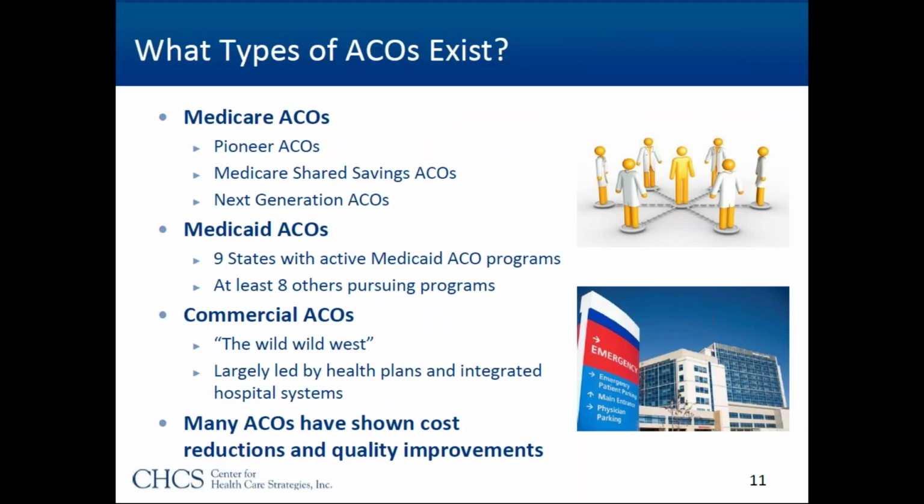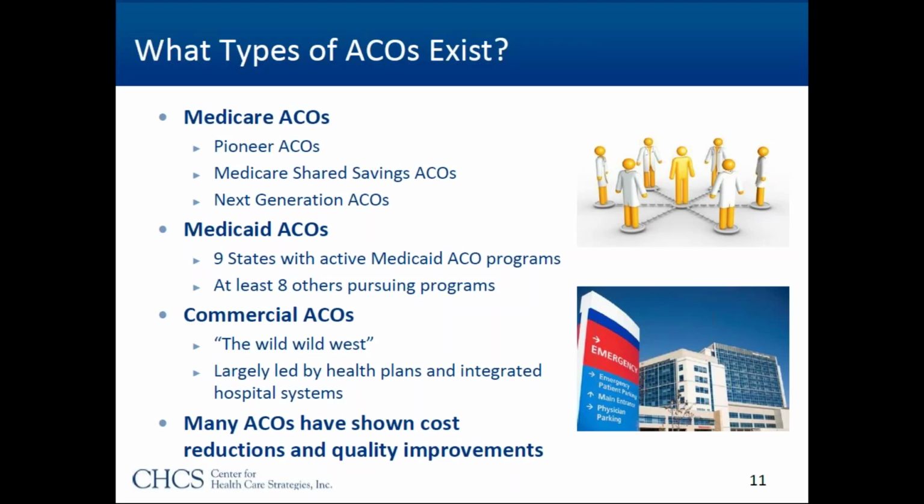So there are some very different models out there, but they all tend to follow that theme. The Medicare ACOs are the most senior of the ACOs in terms of an established program. Pioneer ACOs and Medicare Shared Savings ACOs were the first forays, and building on the Pioneer ACO model, the Next Generation ACOs were recently announced earlier this year and are underway at this point. For Medicaid ACOs, there are 9 states with active Medicaid ACO programs and at least 8 others pursuing programs. Vermont falls in the active category.